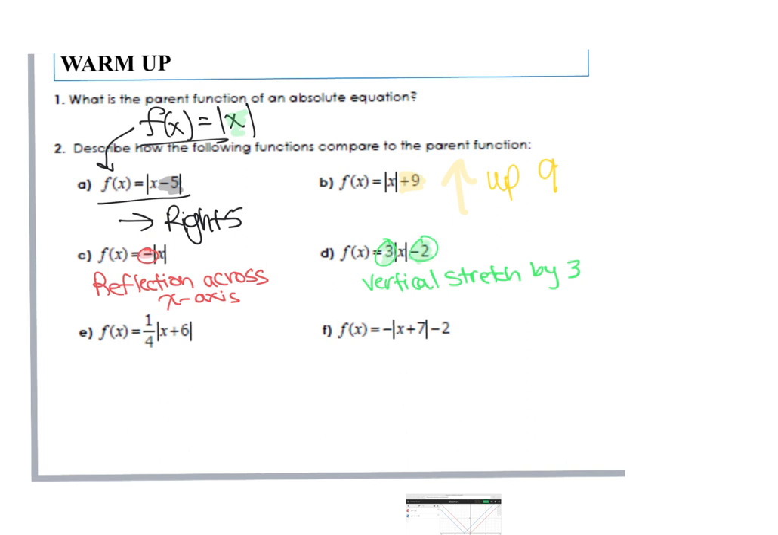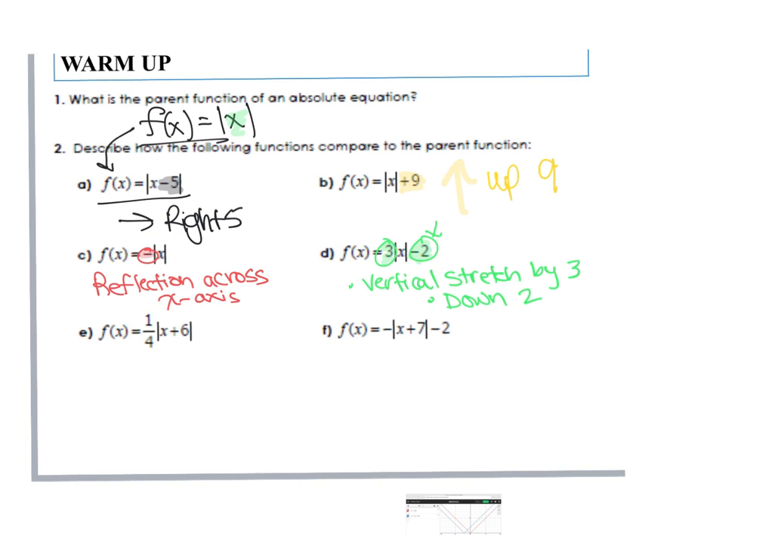And then what's the minus 2 doing? Well, it is outside the bar, so it can't be left or right. It's not inside by the x. So that would be vertical movement, and it would be moving our vertex down 2 units. Okay, so we had 2 transformations there: vertical stretch of 3 and moved down 2 units.